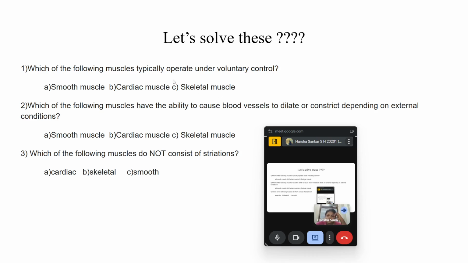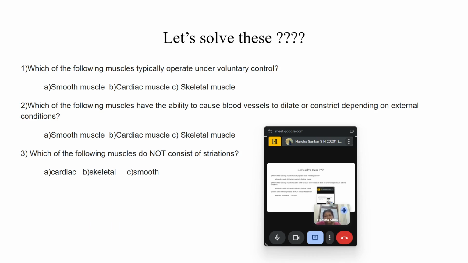The second question is, which of the following muscles have the ability to cause blood vessels to dilate or constrict depending on external conditions? I said just now that blood vessel movement is involuntary, and it's about blood vessels dilating or constricting depending on external conditions. The muscle present in the blood vessels and related to this movement is smooth muscle, option A. So the correct answer is option A.